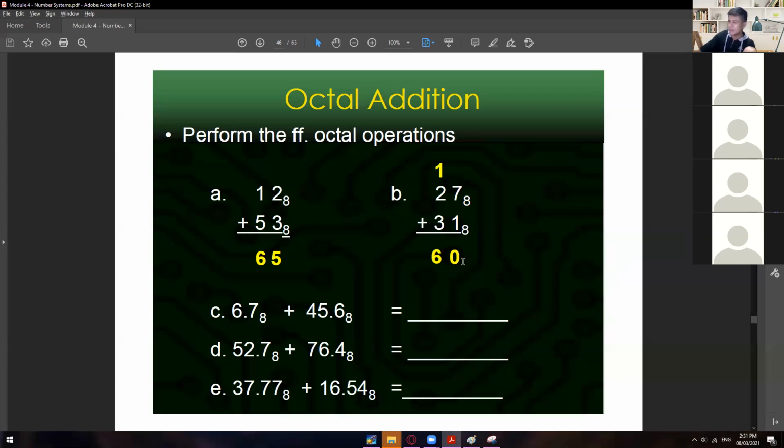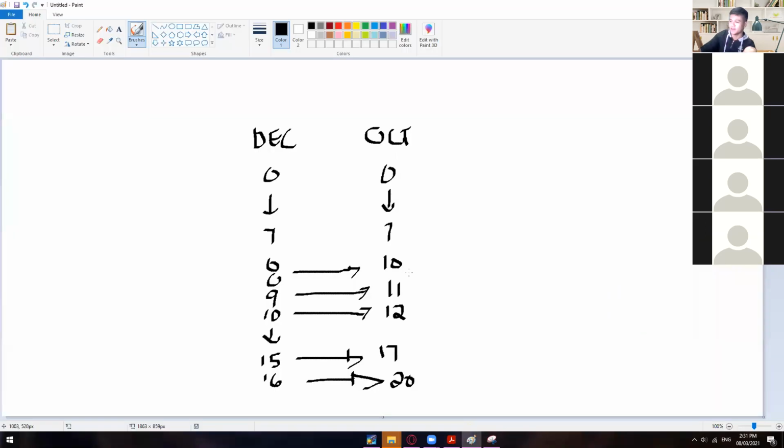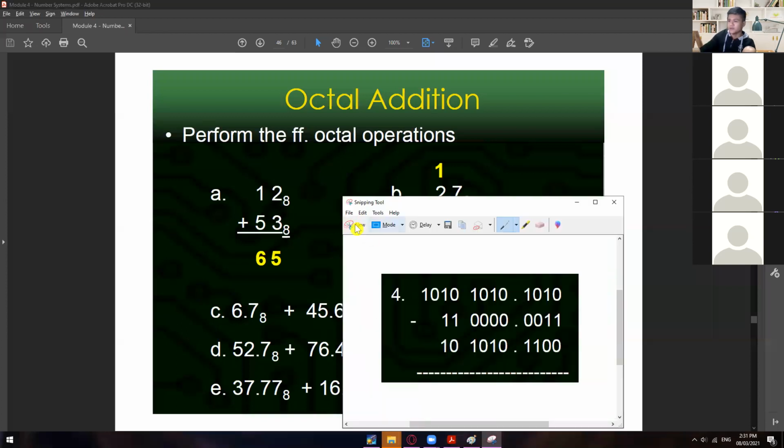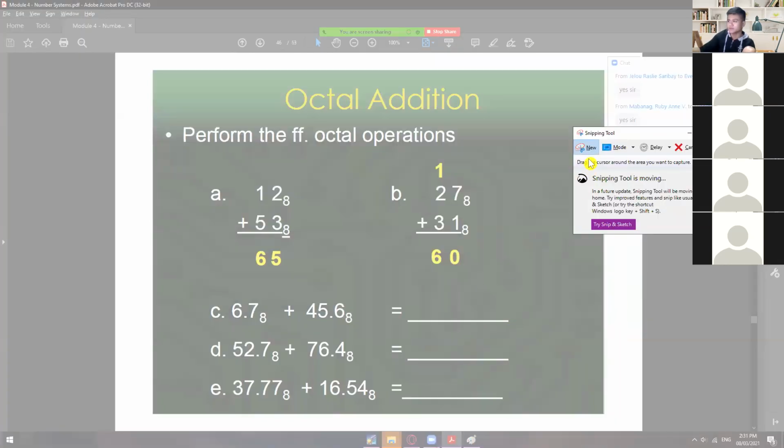Alright, so that's how we solve the addition when it comes to octal. Okay, so we don't have 8 and 9, 18 and 19, 28 and 29, and so on and so forth. Alright, so when it comes to 8, it's equal to 10. Alright, so let's answer this one.